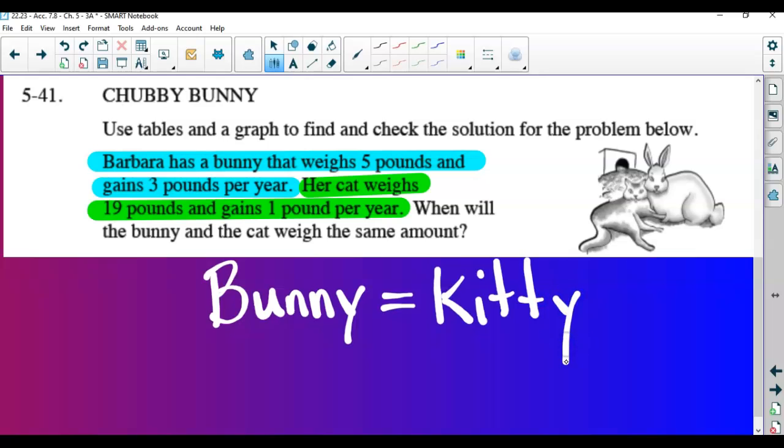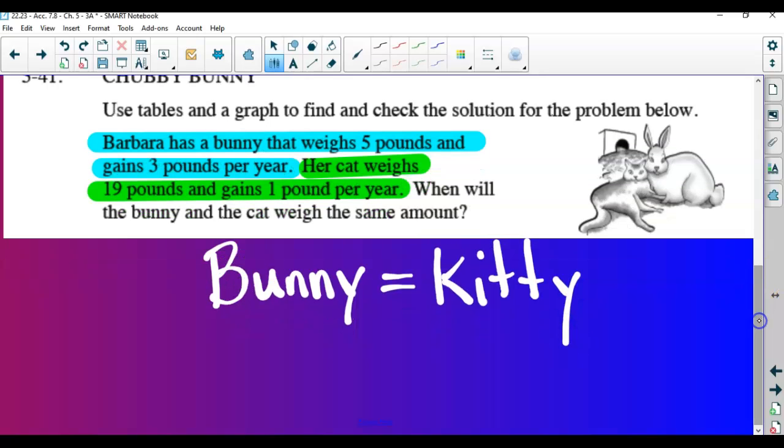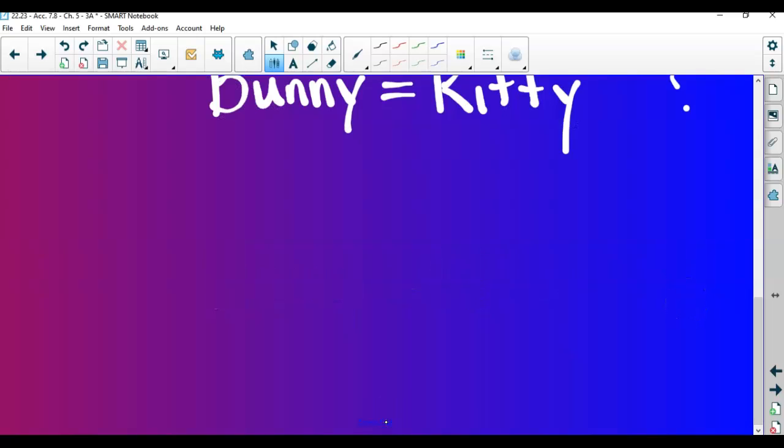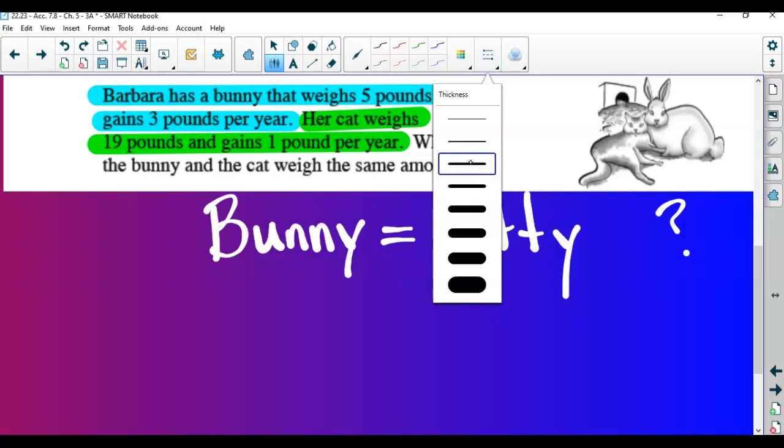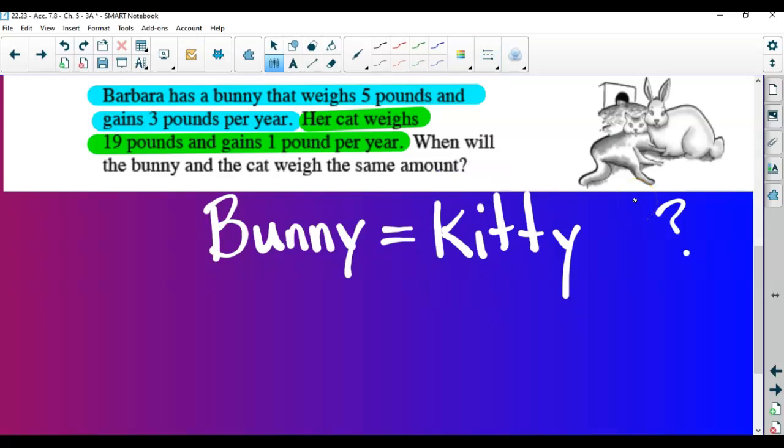Bunny equals kitty. Wow. It's almost like the thing you wrote up on the dry erase board, and then I got some help with the art because I am not an artist.